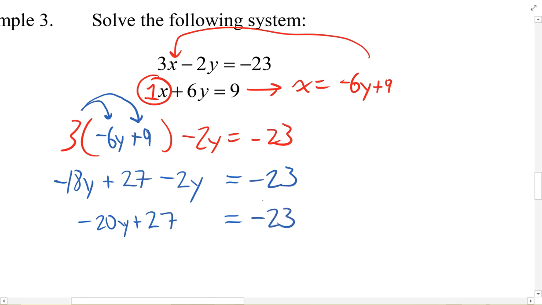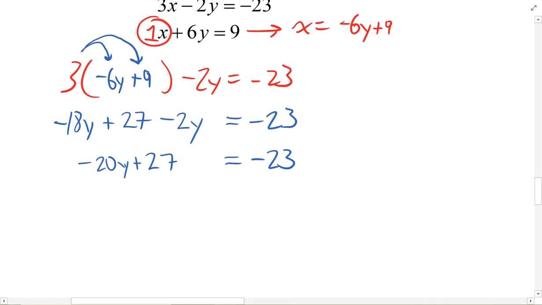Solve for y. Don't be copying me. All right, you're not learning by watching my work. If you need help, you can look up, but try and do it all yourself.